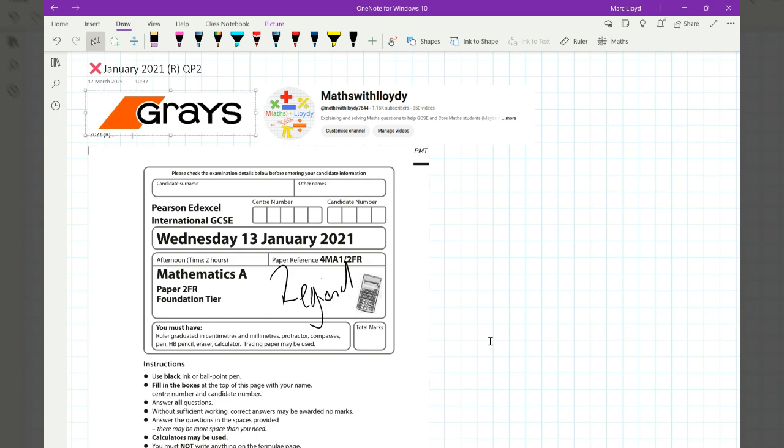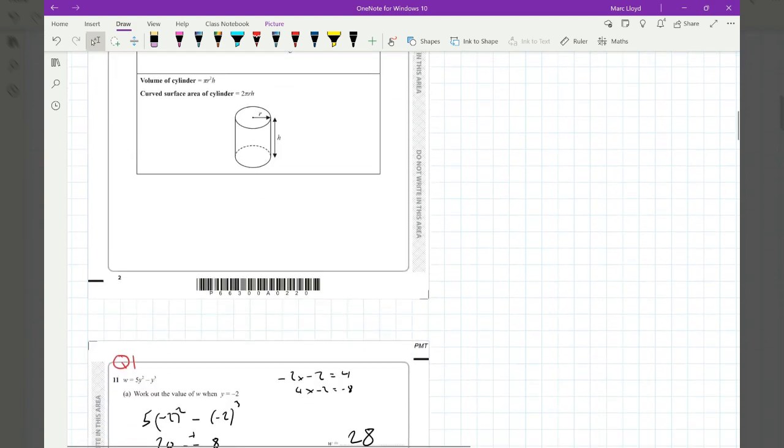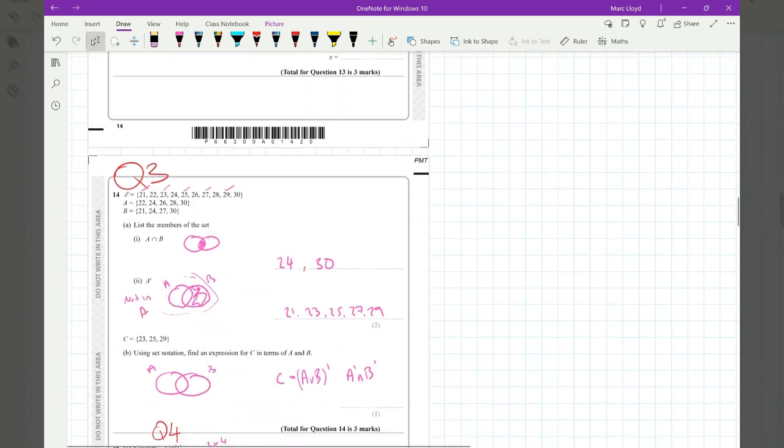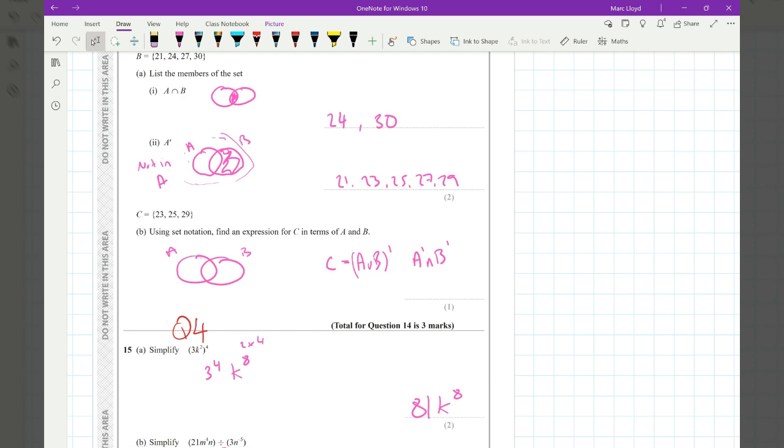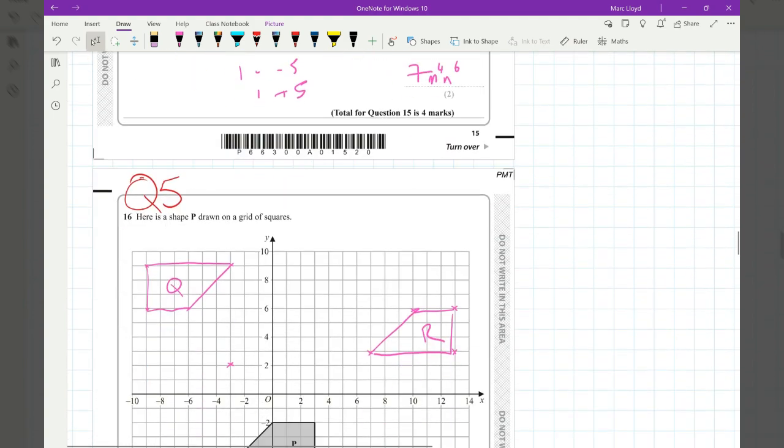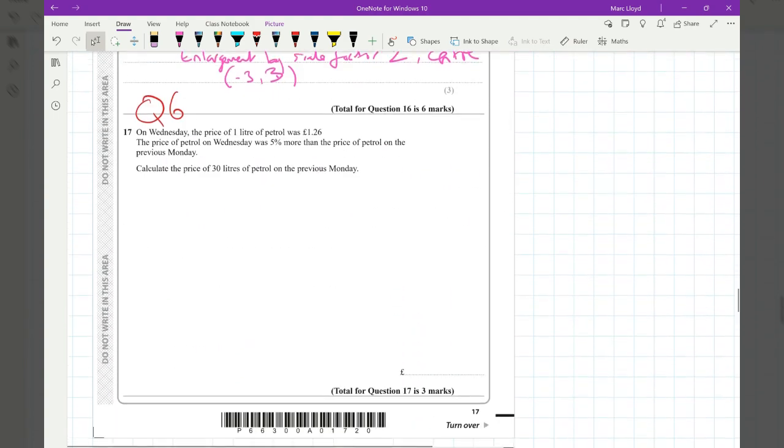So scrolling down, the Venn diagram question, I spent a bit of time on it, part B. Both of my answers are correct. Okay, so if you've put either of those two, you're fine. I was well happy with that. Okay, down we go. Question 6.